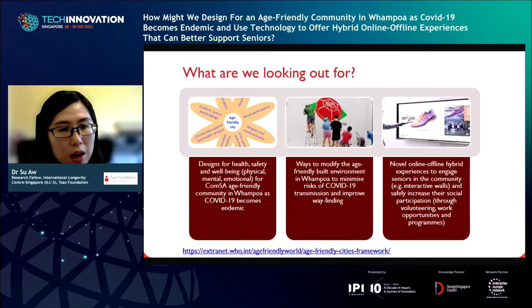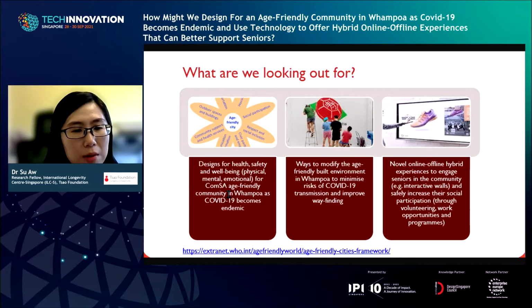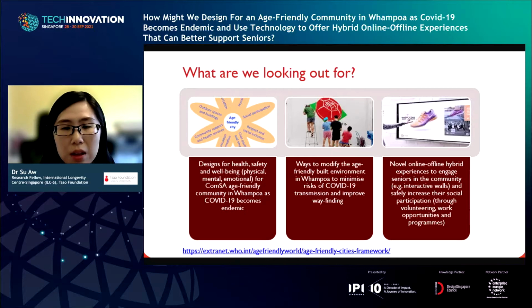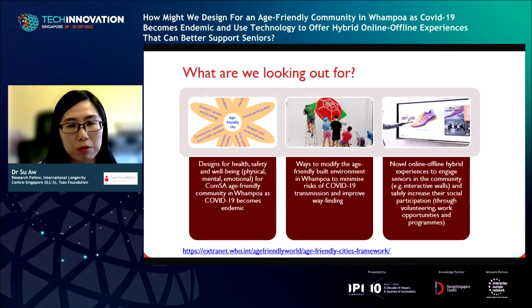So with that, we are looking out for three main things. First of all, we are trying to appeal to design thinkers to help us rethink and reconceptualize what an age-friendly community really means as COVID becomes endemic. If seniors are at higher risk of COVID-19 and we're asking them to stay at home, to not take part in large-scale activities, then we also need to think about how we can design some of this hardware, for example, our outdoor spaces, our built environment, housing also, such that we can still facilitate social participation of seniors, their access to information, and reduce the digital divide.